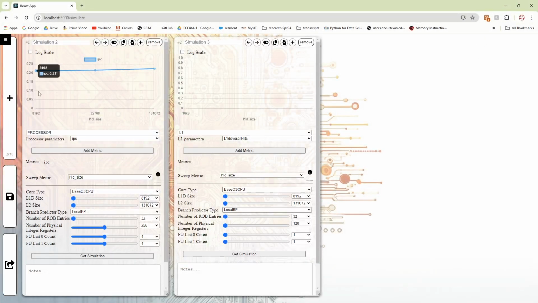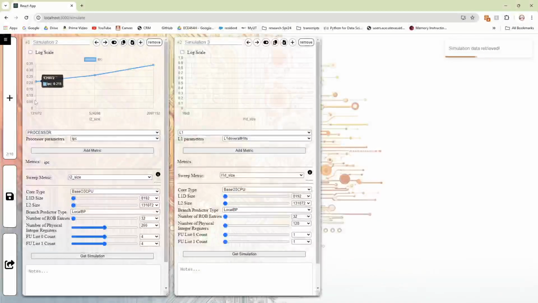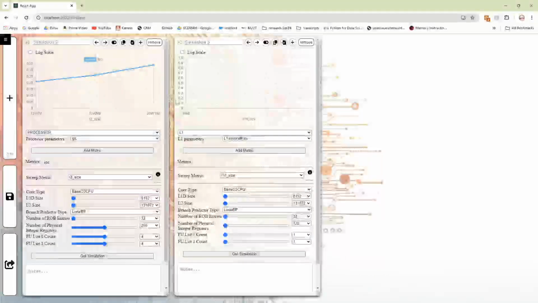And so we can see, it does increase a little bit as you increase the L1 D cache size, but maybe not as much as we'd hope. So, what are some other things we can look at? How about the L2 cache size? Now, if I get this simulation, looks a lot better. So, as you can see, the size of the L2 has a relatively much larger impact on the IPC than the size of the L1. Very interesting. Let's take a look at something else.